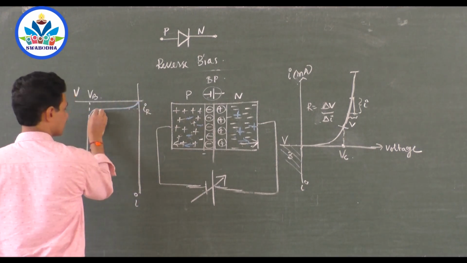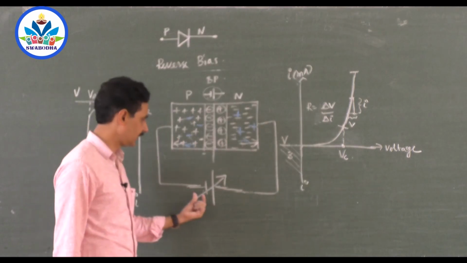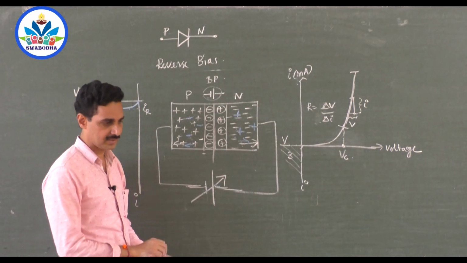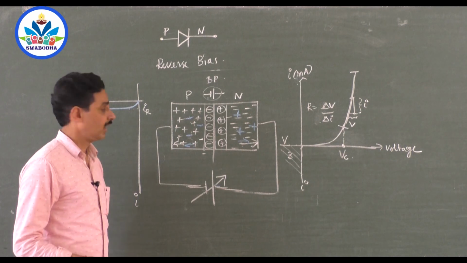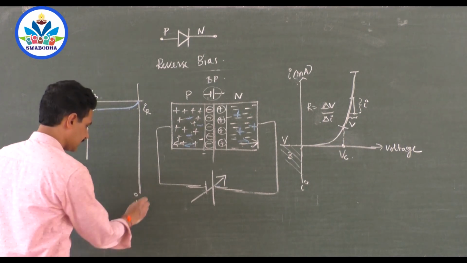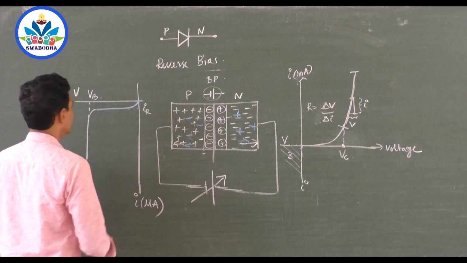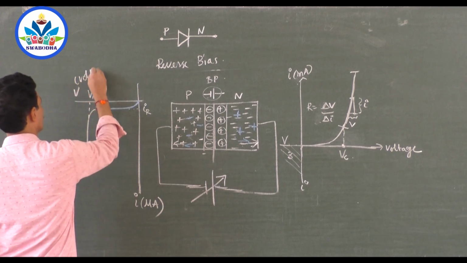During reverse bias, that means when the P region of the diode is connected to the negative of the battery and the N region is connected to the positive of the battery, you know that the diode doesn't conduct. Of course, there is a very small current. That's why I write microamperes here. This voltage is in volts. That is no problem.